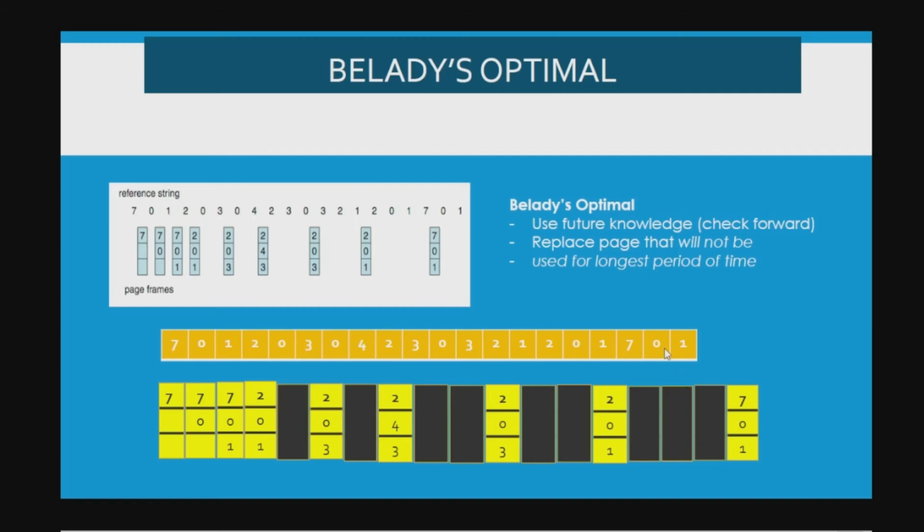So next is 0. So we copy. Next is 1. We copy. Okay, done. So how to get the page fault? So we just count 1, 2, 3, 4, 5, 6, 7, 8, 9. The total is 9. So this is for the Optimal.